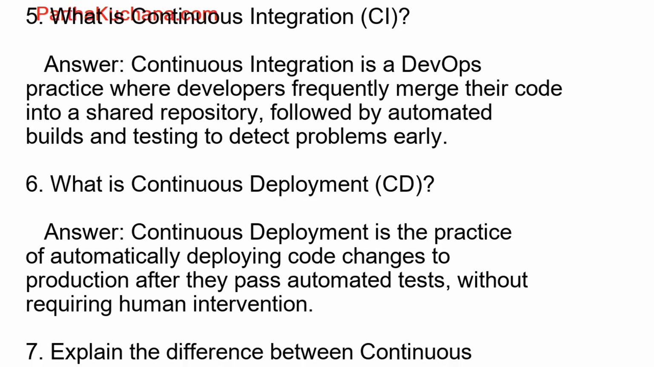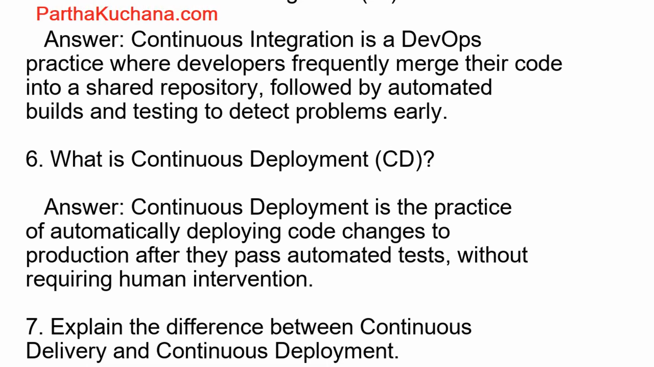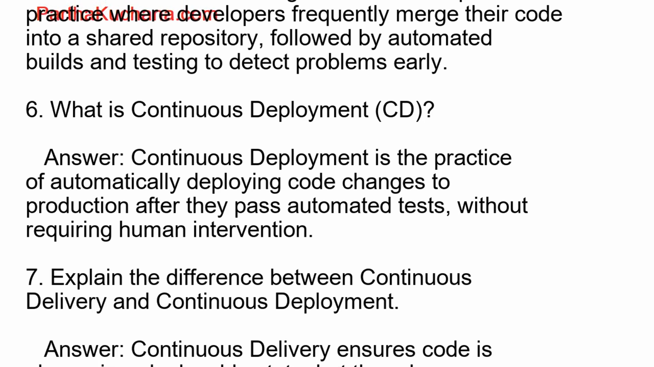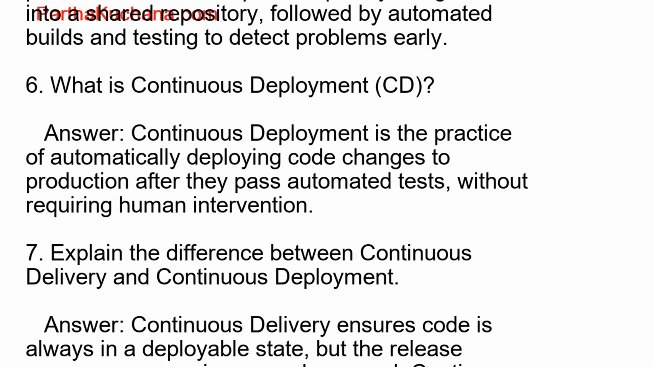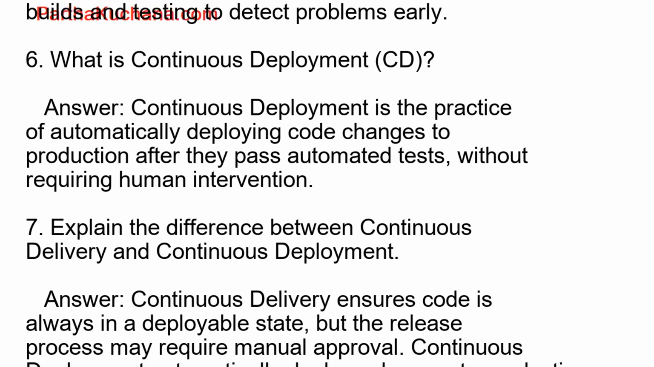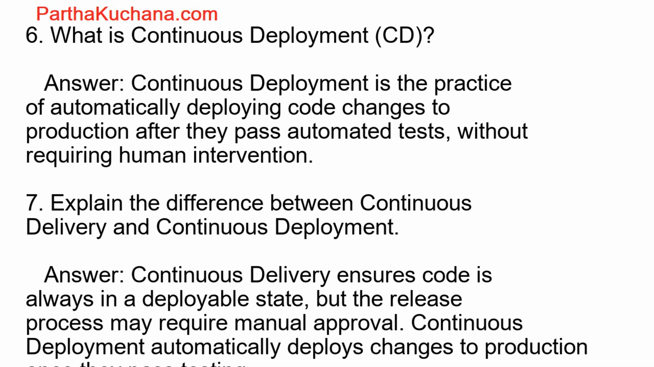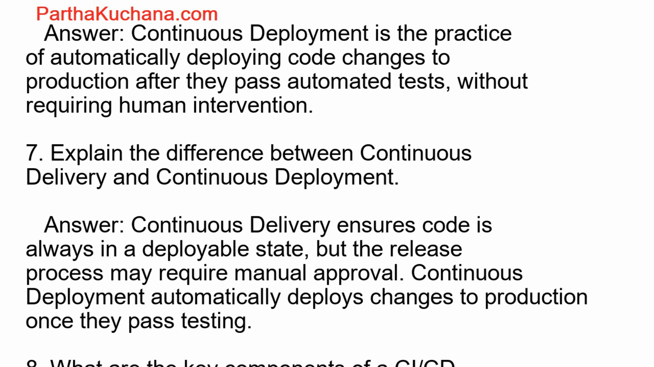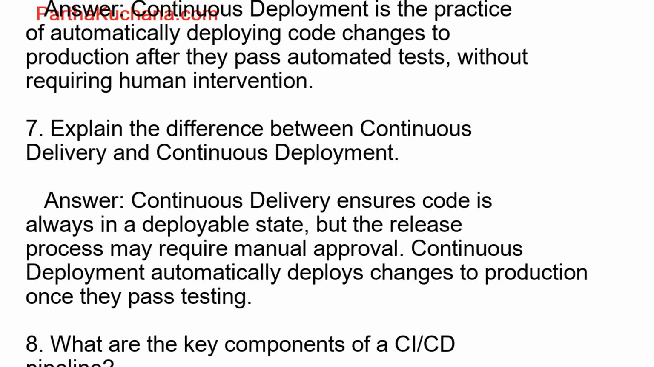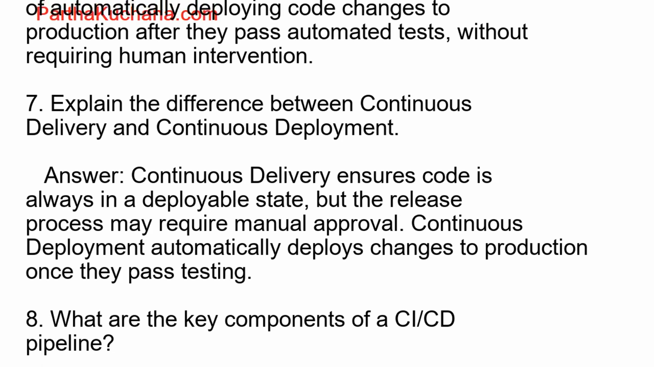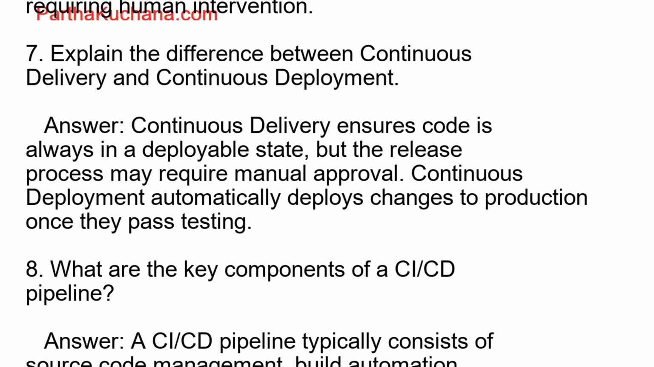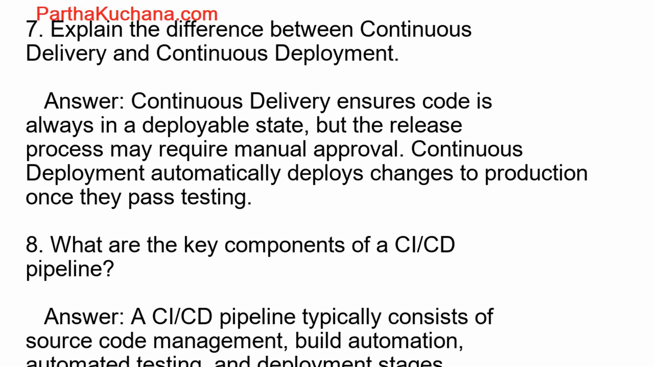Answer. Continuous delivery ensures code is always in a deployable state, but the release process may require manual approval. Continuous deployment automatically deploys changes to production once they pass testing. 8. What are the key components of a CI/CD pipeline? Answer. A CI/CD pipeline typically consists of source code management, build automation, automated testing, and deployment stages.